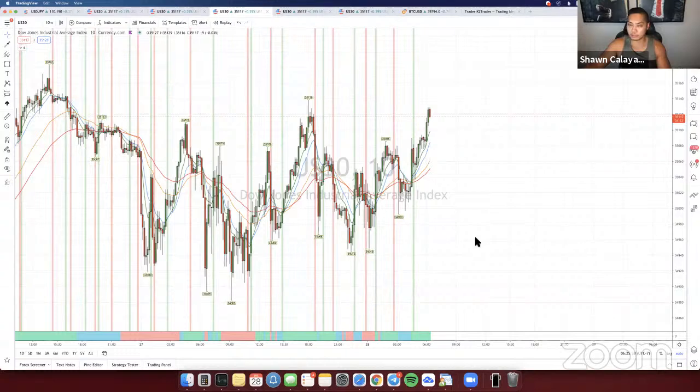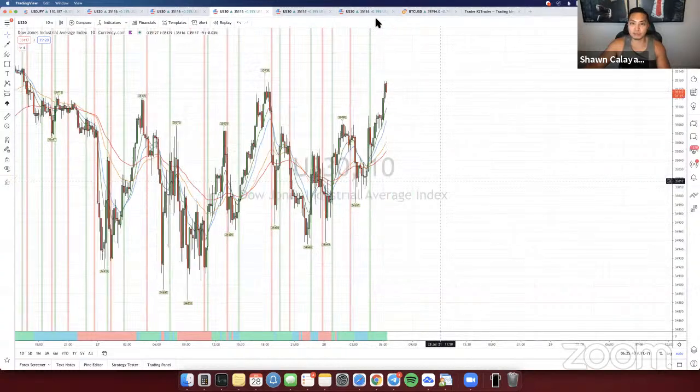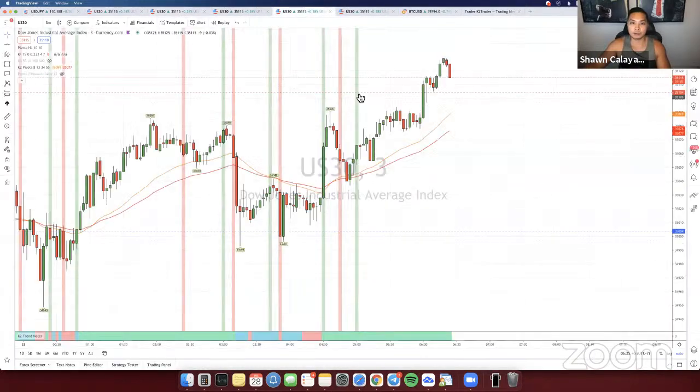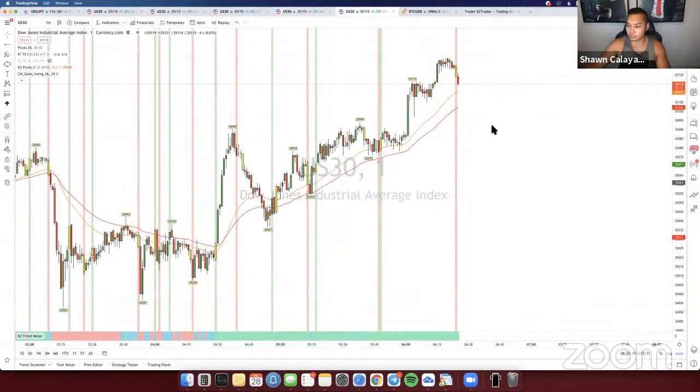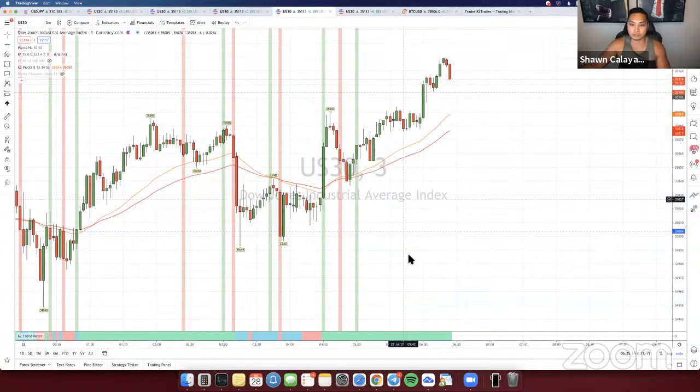Looking at US 30 right now, on the 10-minute we have a bullish bias. We also have a bullish bias on the 1 hour, also on the 3-minute, and lastly on the 1 minute, a bullish bias as well. The reason we have these bullish biases is because price is above the pivots and the trend meter is also green. It's similar across the entire board, meaning everything's pretty much the same.